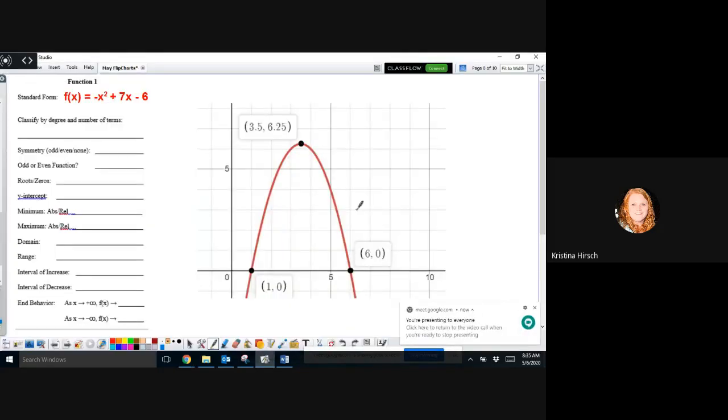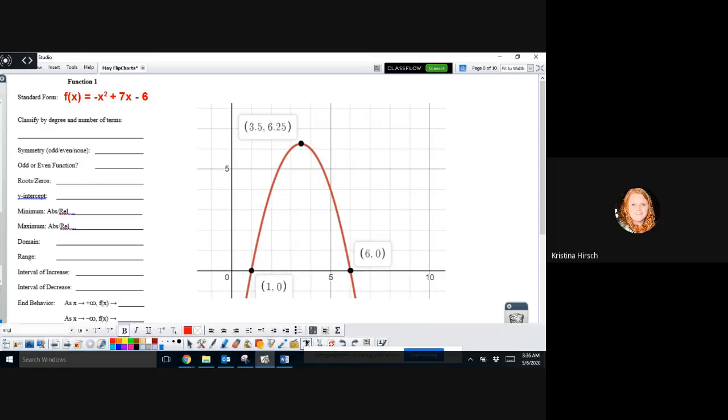All right, so this is an example of the project, just going through each characteristic one by one. This is an example of a function: negative x squared plus 7x minus 6. That is in standard form. Remember, standard form will not have all the parentheses in it, so you won't have something like negative parentheses with an x minus 2 and another parentheses with an x plus 4 or something like that.